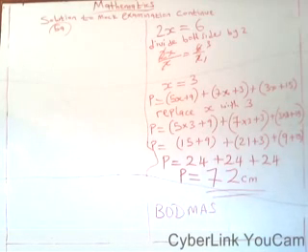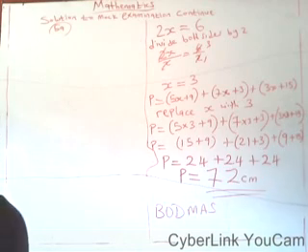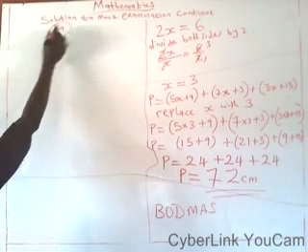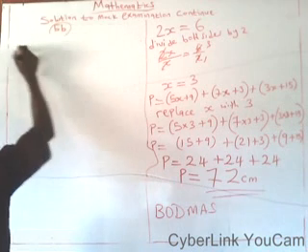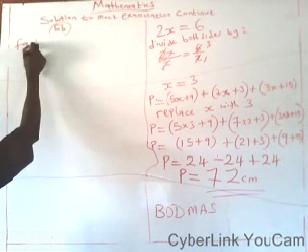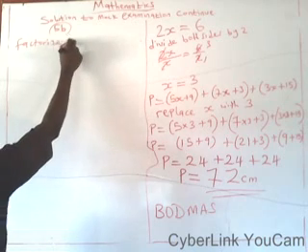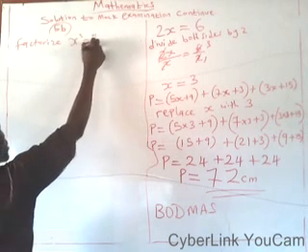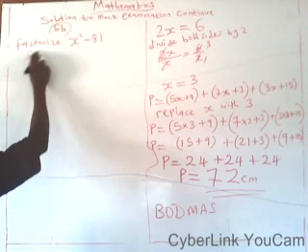Question says factorize x squared minus 81. Factorize, this is B. Factorize x squared minus 81.